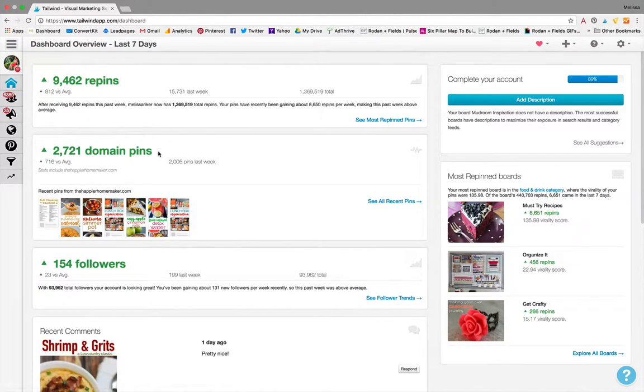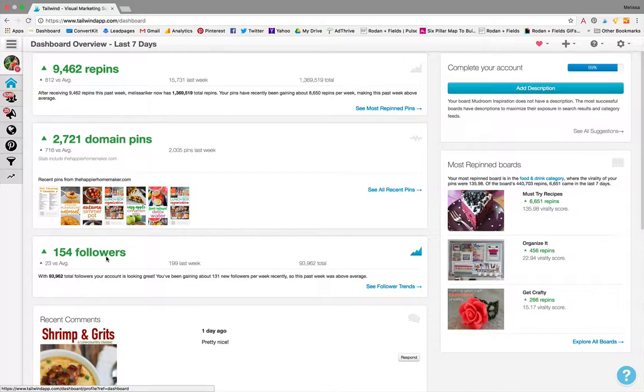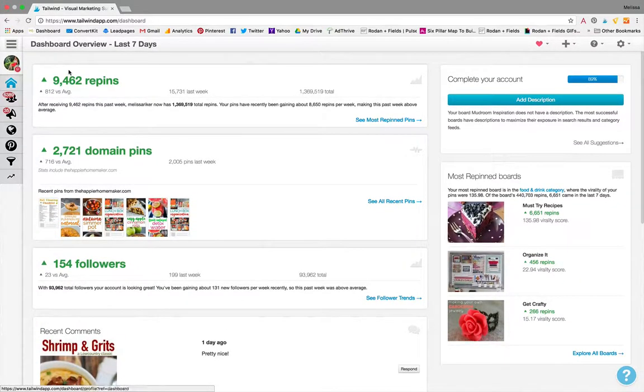Okay, so I'm in my dashboard, and when I pop onto Tailwind, I take a quick look at this, and really my only takeaway here is that I want all of these numbers green with an arrow pointing up. That shows me that my repins, my domain pins, and my followers are all trending upwards. So that's my big takeaway there. I'm not going to freak out over how much they're trending upwards. If something happens and these start going down, that's when I'm going to get concerned, and I'm going to look at, hey, what am I doing differently that is causing me to have fewer repins this week than the week before? What am I doing differently that's making my follower growth slow down? So that's our takeaway from the dashboard.